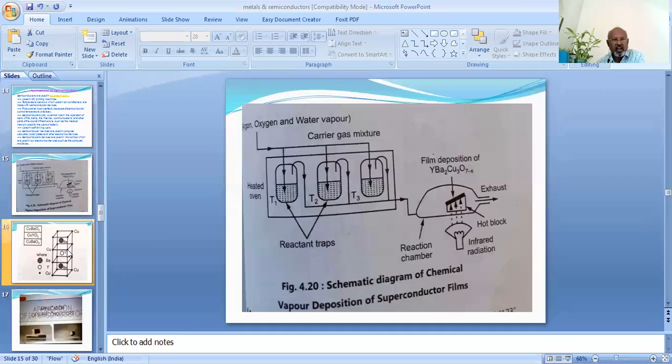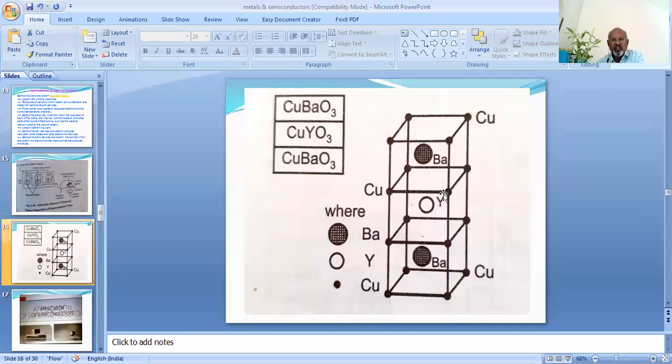The diagram that I have already shown you has three blocks which are stacked one above the other. Barium is at the top and at the bottom, so the first and third cube contain barium ions. The central cube contains yttrium, and here is copper first, copper second, and copper third, and all these other positions are occupied by oxygen. So if we add up all these, CuBaO3 plus CuYO3 plus CuBaO3, that comes to be YBa2Cu3O7 minus x.